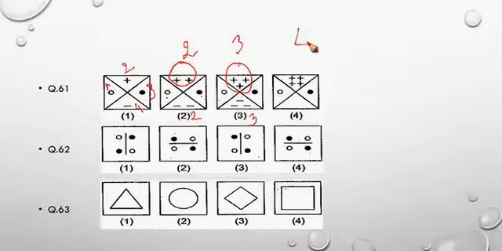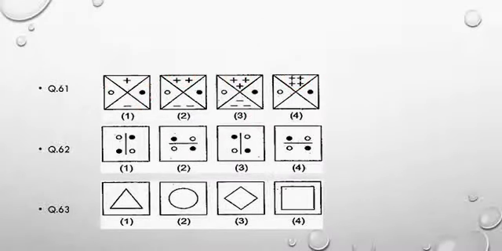In case of the fourth option, if there are 4 plus signs, there must be 4 minus signs, but we find that there is no minus sign given in the figure. So the fourth figure is the standout figure, and the answer for question number 61 is 4.